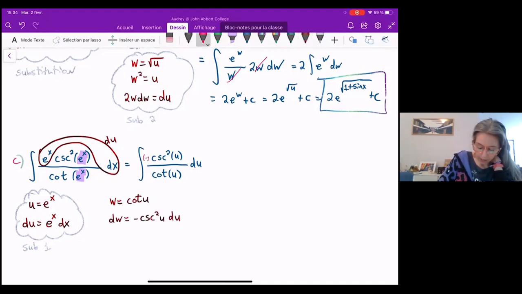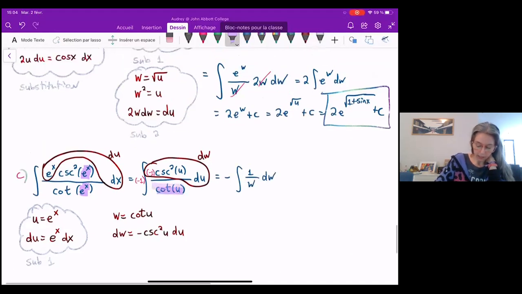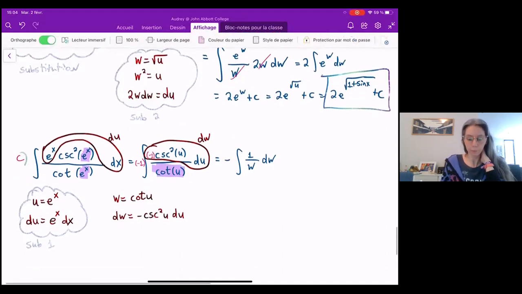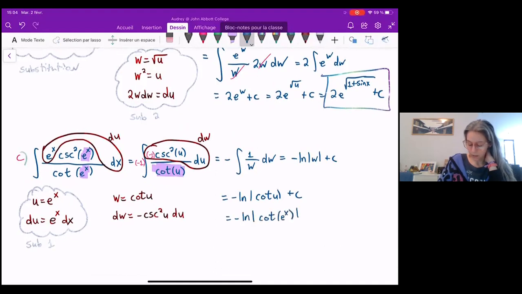I'm going to multiply by a negative 1 on the inside and the outside so that I have my dw. And then this becomes negative the integral of 1 over w dw. So I'm just replacing that cotangent u with w. Known form, good news: negative natural log of w plus c, negative natural log of cotangent of u plus c, negative natural log of cotangent of e to the x plus c, final answer.